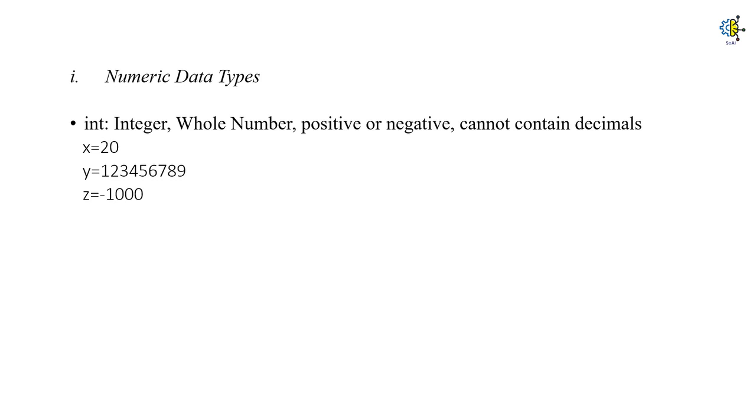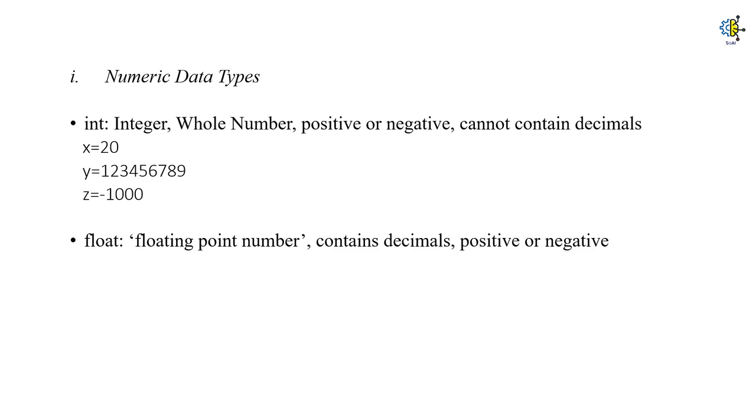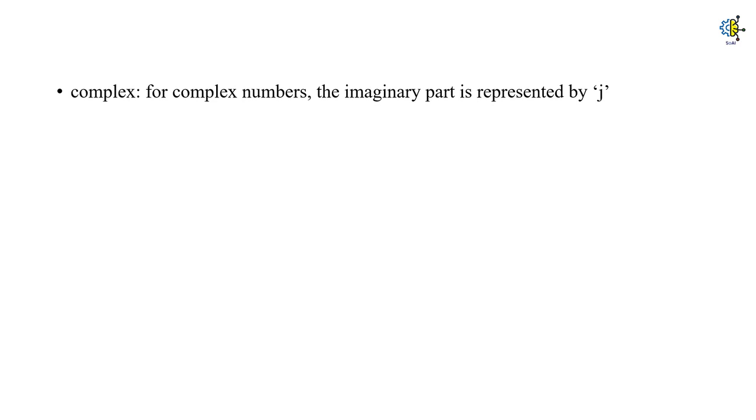The next numeric data type is the float. It represents floating point numbers that contain decimals, and they can be positive or negative. Here is a list of examples. The third numeric data type is the complex data type, in which complex numbers are represented and the imaginary part is represented by j. Here are a few examples.